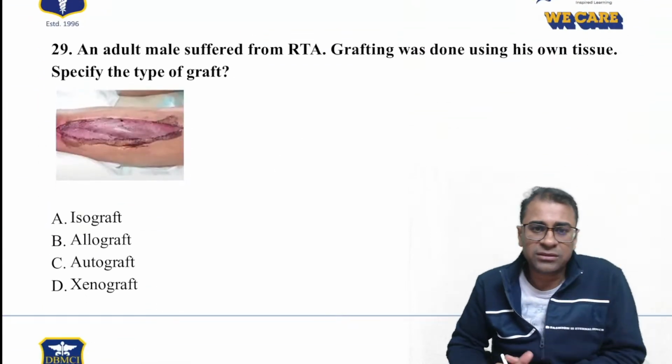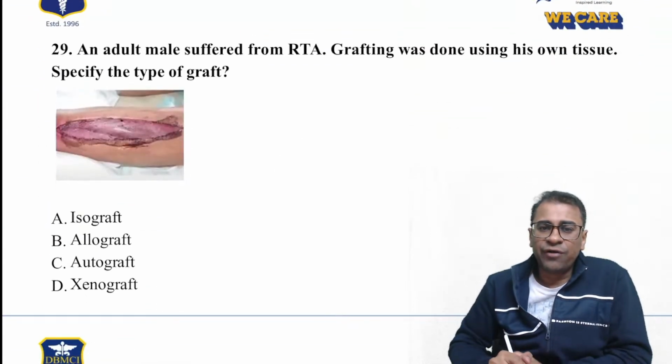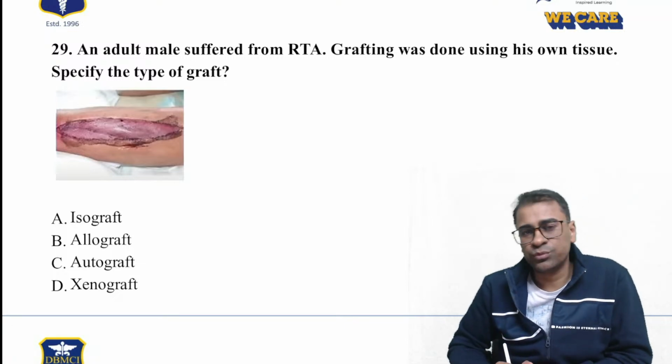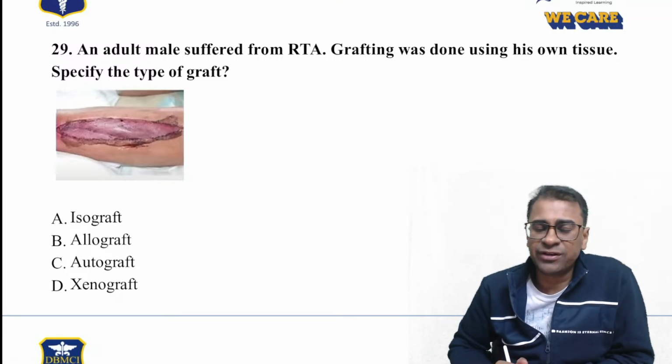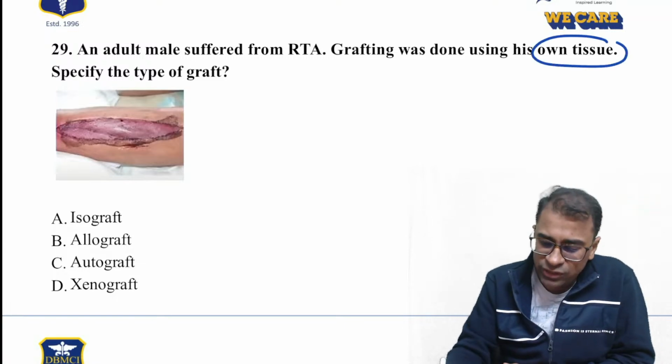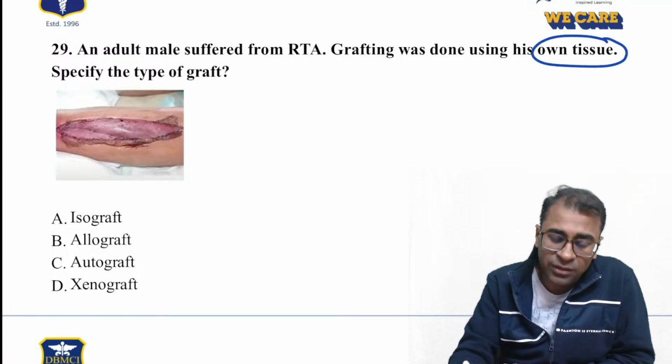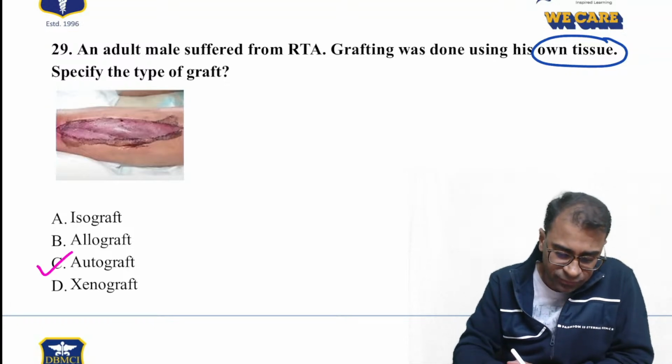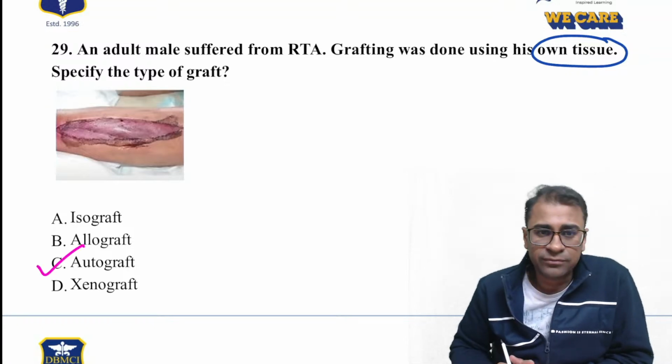Adult male suffers from RTA. Grafting was done using his own tissue. Which specify the type of graft here? Own tissue है. क्या होना चाहिए? Yes, it should be autograft. करेक्टली, it should be autograft. ठीक है.